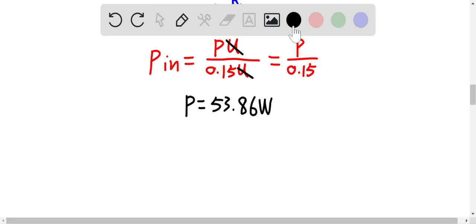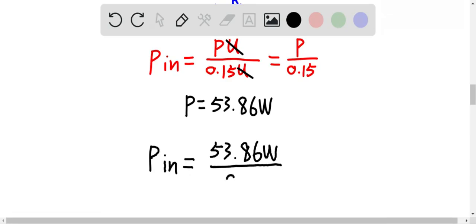So we know the power is 53.86 watts. Now we can determine the average rate of the energy input, which is the input power, and this is equal to 53.86 watts over 0.15, and this will give us the rate of energy input is about 359.1 watts.